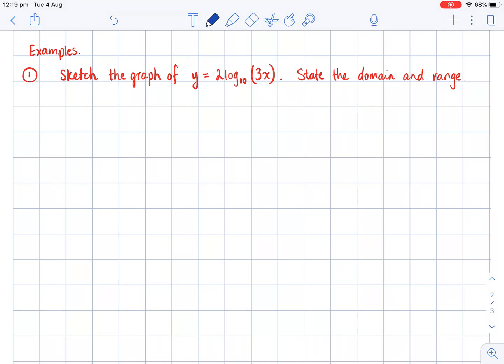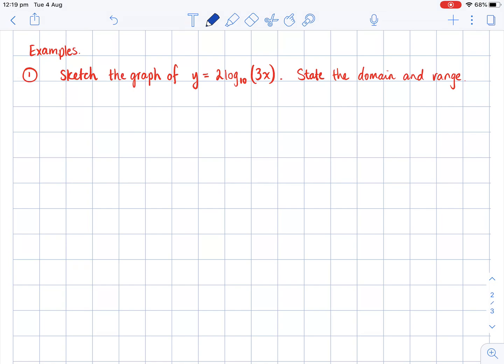Okay, so in this video we're going to work through some examples of sketching logarithmic graphs and looking at x and y axis intercepts and also the domain and range of those functions. So my first question that I'm going to work through is: sketch the graph of y equals 2 log to the base 10 of 3x and state the domain and range.